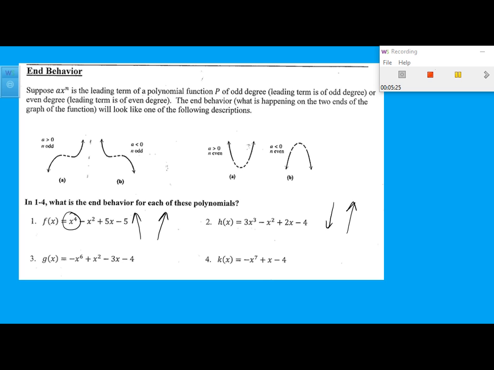If I peek at your number 3, as soon as I see a negative out front, I know the right side will be going down. Now let's look at the power. It's even, so I'm going to match that branch.